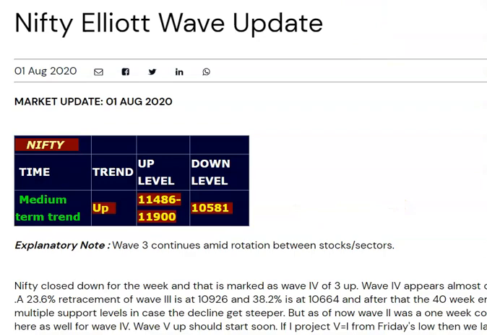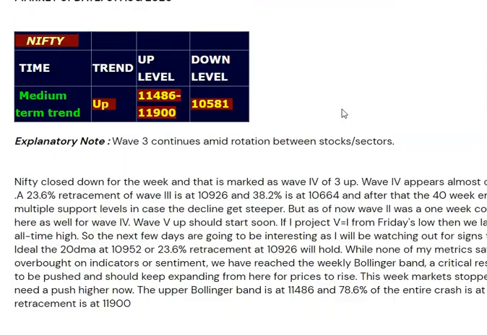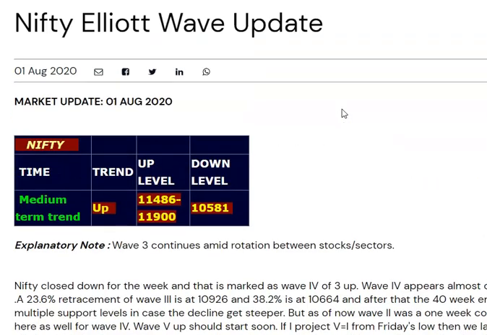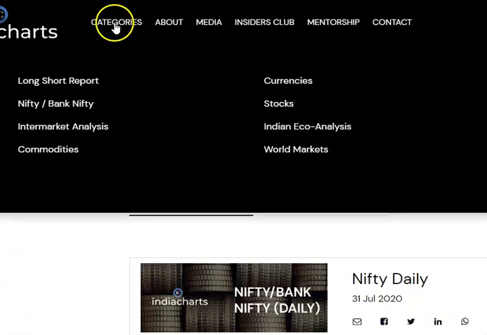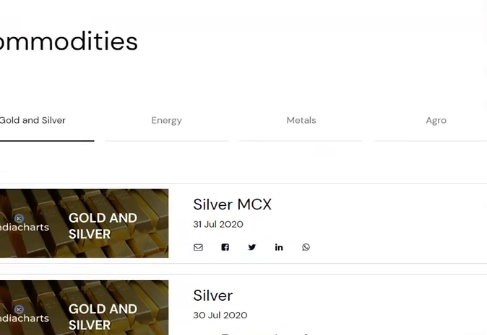And what we do here is look at the weekly charts and look at the weekly outlook in terms of what the structure is, the Elliott Wave count, and where the market is really headed from there in terms of particular levels. The other categories include the intermarket analysis, where we compare different markets and how they interact with each other. The commodities section, where I cover everything from gold, silver, energy, metals, and agro.